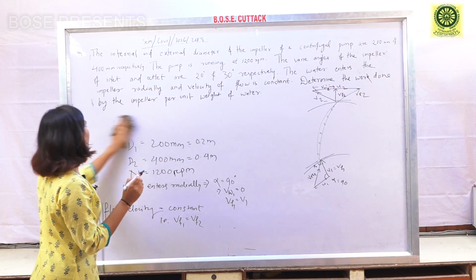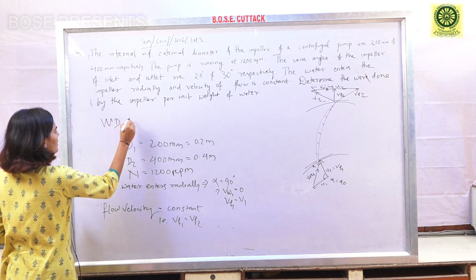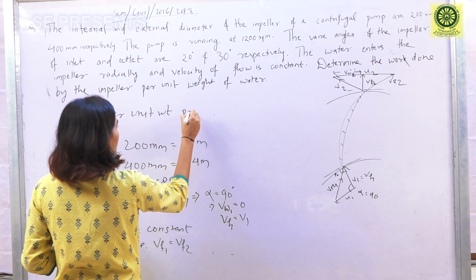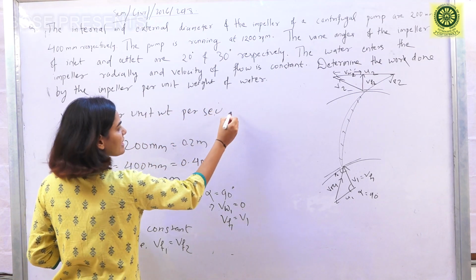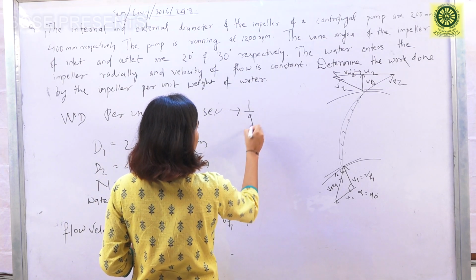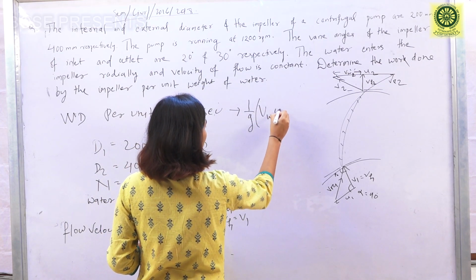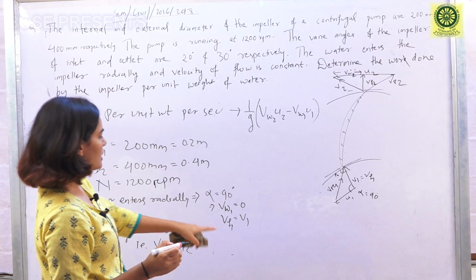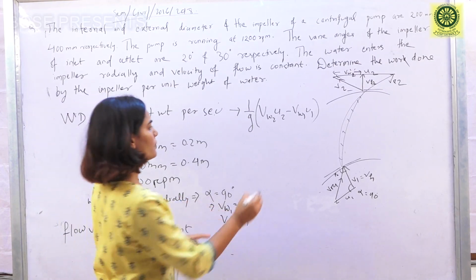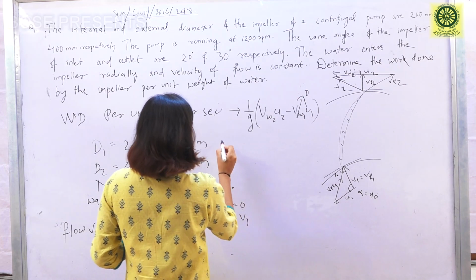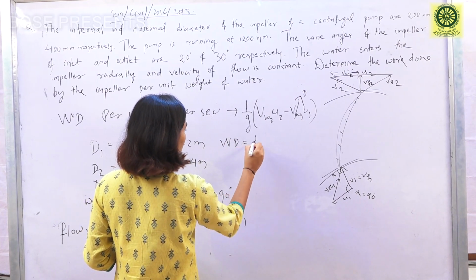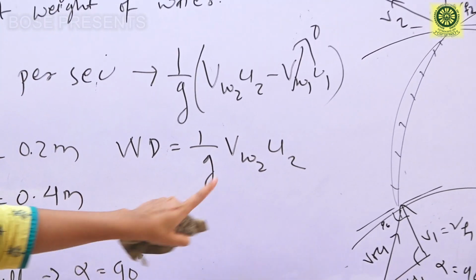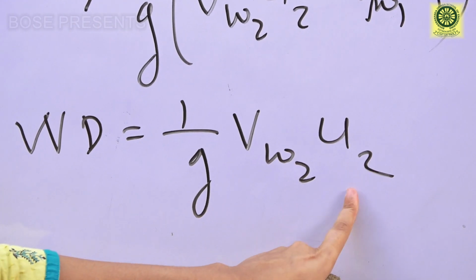So the formula for work done per unit weight per second for a centrifugal pump is given as 1 by g (Vw2 U2 minus Vw1 U1). So this is the formula for work done. Now as Vw1 is equal to 0, this term won't be there, it will be 0. Which means work done will be equal to 1 by g Vw2 U2. So to find out work done, we need to find out the Vw2 value and U2 value.